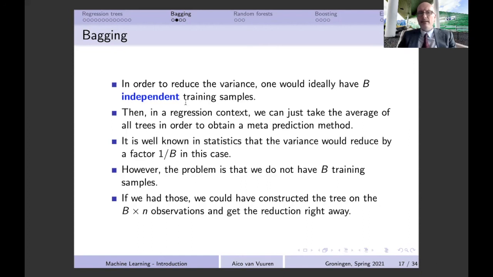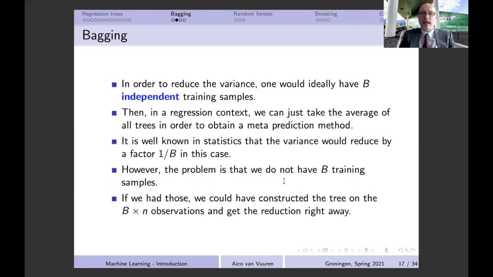You should realize that the idea is pretty good, but this doesn't work, because the final predictors that we get from the 100 trees that we construct will of course have a much higher variance than the one we would have had if we had used all the 10,000 observations to build just one tree.